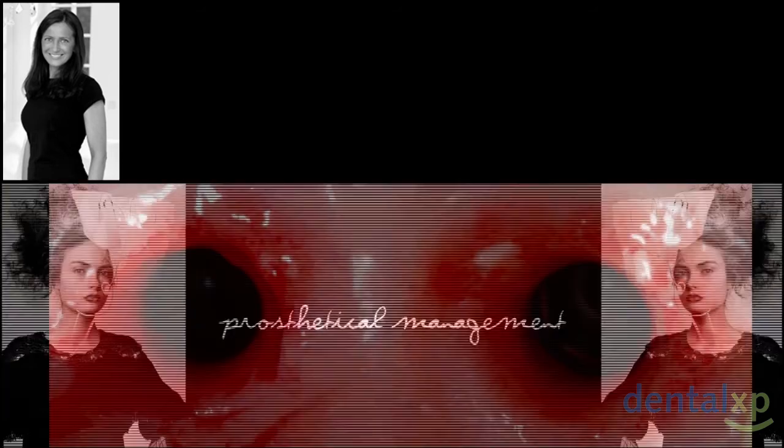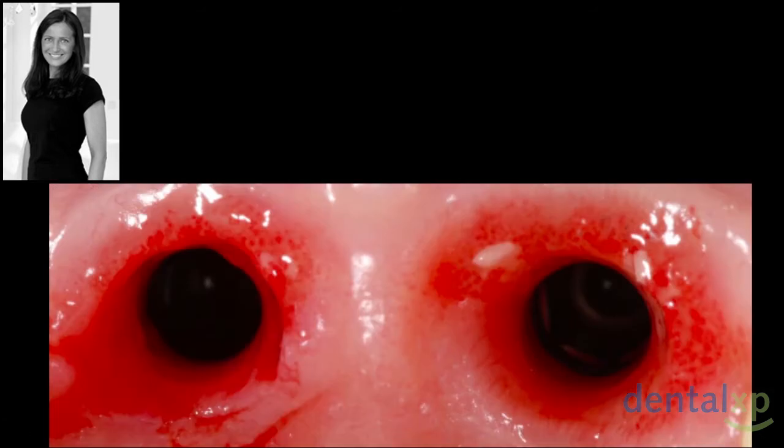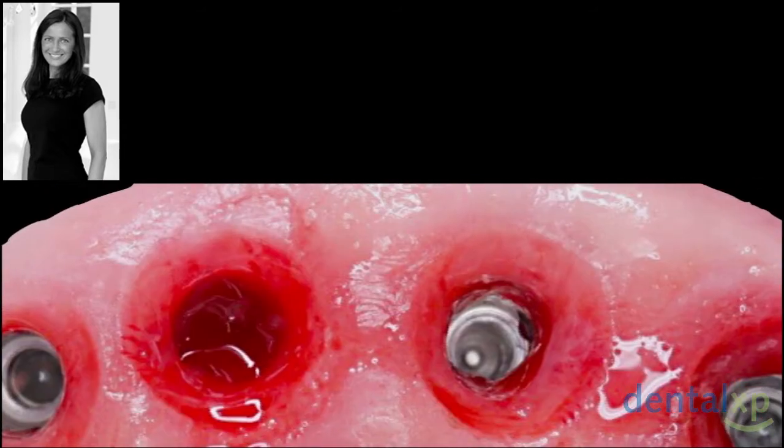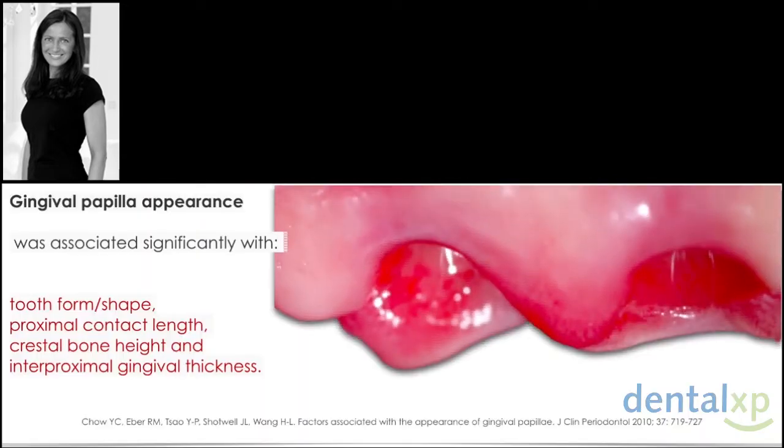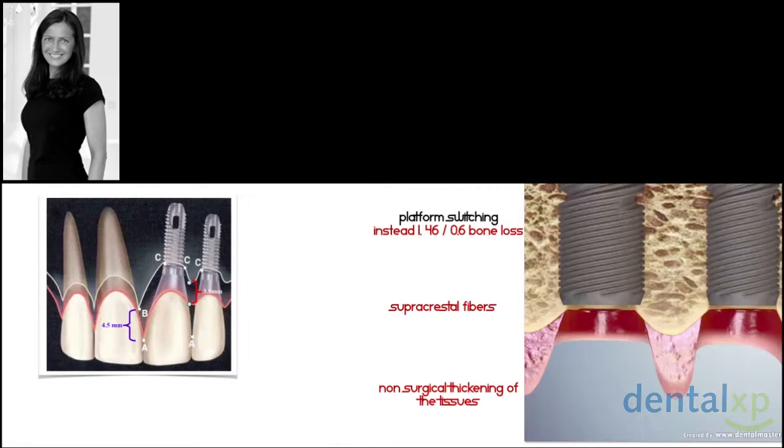Now, what about prosthetic management? Now we placed the implant in a right position, we grafted, and we took care of the soft tissue thickness, height, and quality. Look at the quality around implants with a concave profile of the running room. Now we know that the papilla between two implants or two teeth depends on the tooth form and shape, proximal contact length, crestal bone height, and interproximal gingival thickness. So there are all factors which we can control.